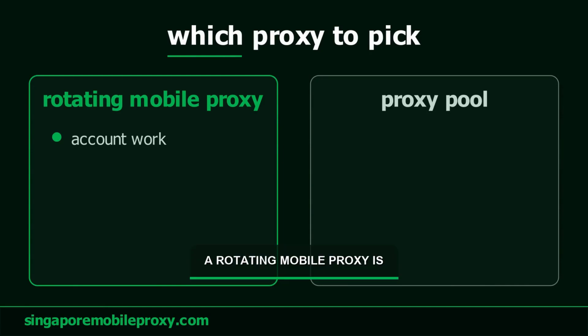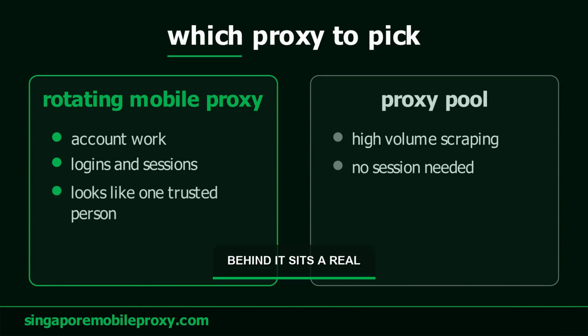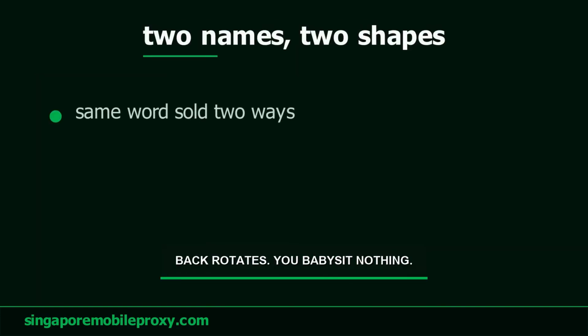A rotating mobile proxy is one gateway, one host, one port that never changes. You point your tool at that single endpoint and forget it. Behind it sits a real phone on a carrier, and the carrier IP behind that gateway changes on a schedule or when you ask it to. You keep one address. The IP out the back rotates. You babysit nothing. Let me make that concrete.